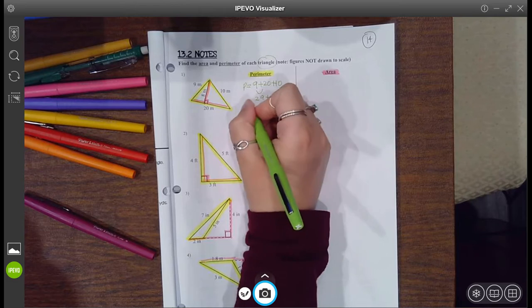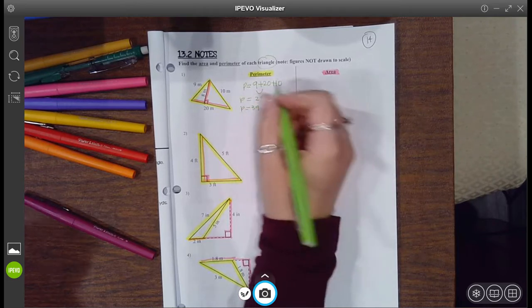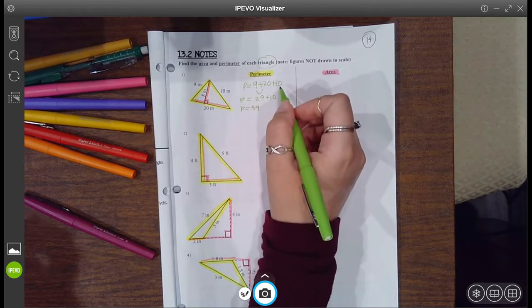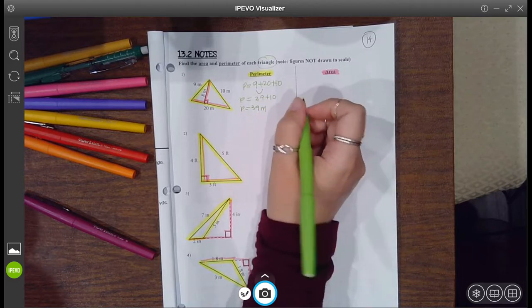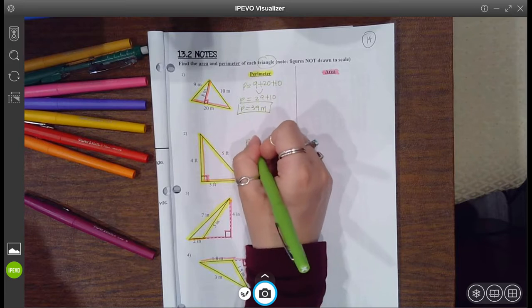29 plus 10 is 39. Or you could have typed that into your calculator, but please write down what you typed into your calculator. This is in meters. So is it meters or meters squared? Perimeter is just meters.